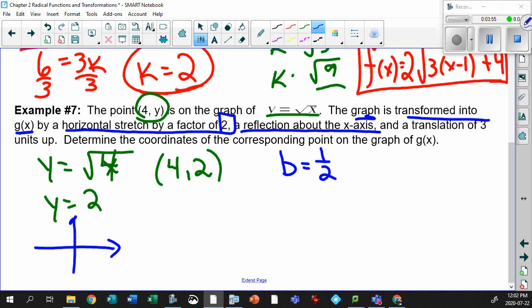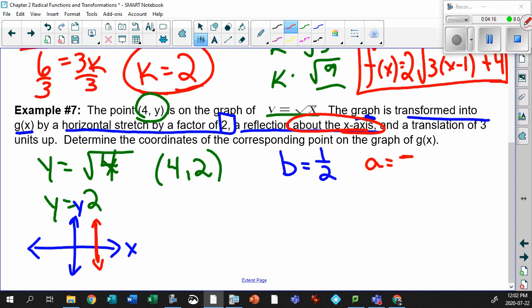So I'm going to put a quick coordinate plane up here. I know that this is my x, that's my y. And it says reflection about the x-axis. So I'm going across the x-axis. Lo and behold, that's a vertical one. So obviously that's going to be my a value here. My a value is going to be a negative something.